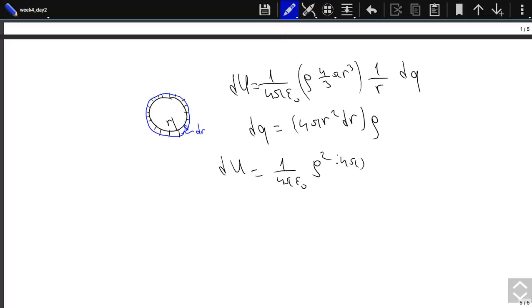The next thing is just to integrate. The potential energy goes from 0 to the total potential energy of the system, and r goes from 0 to the final radius. Well, this 4 pi will cancel one of these, so U will be equal to 4 pi over 3 epsilon 0 rho squared r to the 5 divided by 5, with r from 0 up to the radius. Or this will be 4 pi over 15 epsilon 0 rho squared r to the 5.